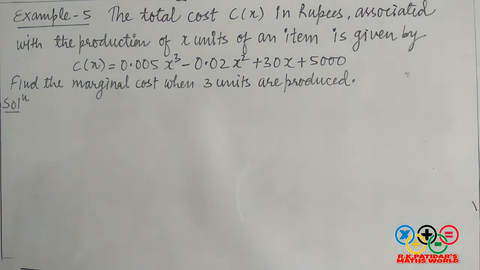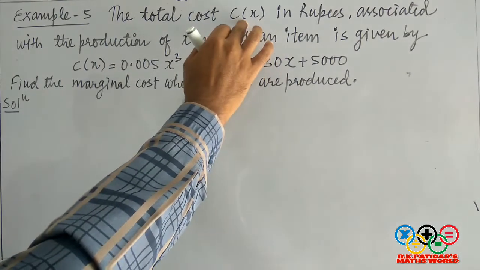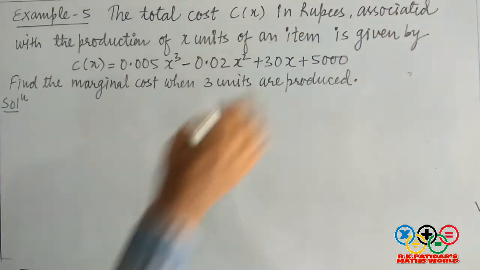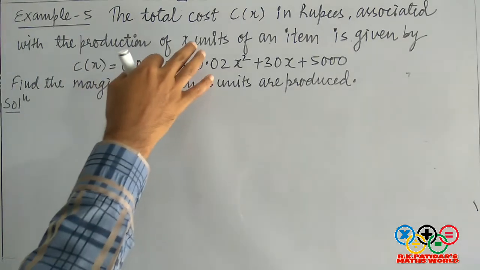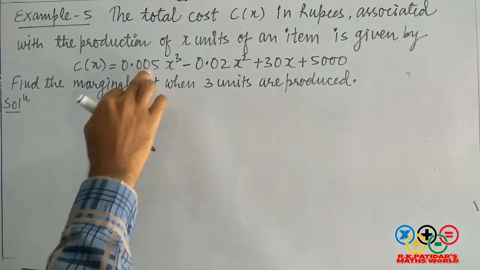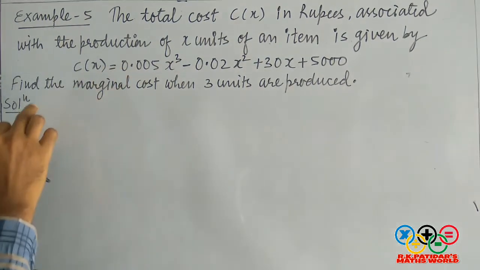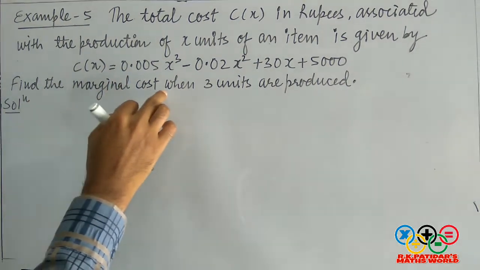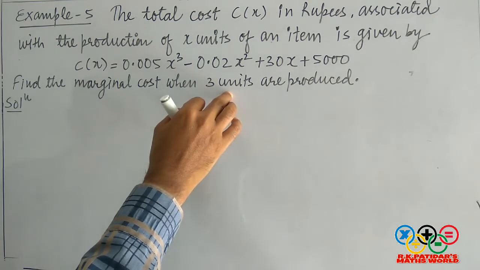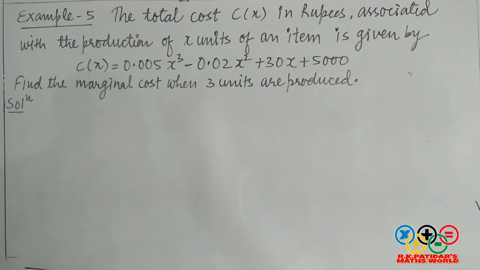In this video we will discuss some questions or examples based on rate of change. Example number 5: the total cost C(x) in rupees associated with the production of x units of an item is given by this function. This is the cost function. We have to find out the marginal cost when 3 units are produced.